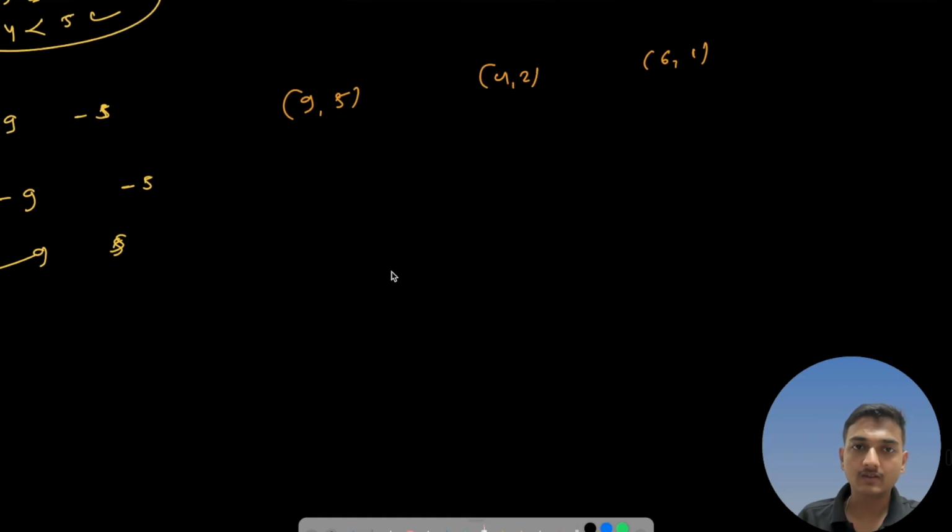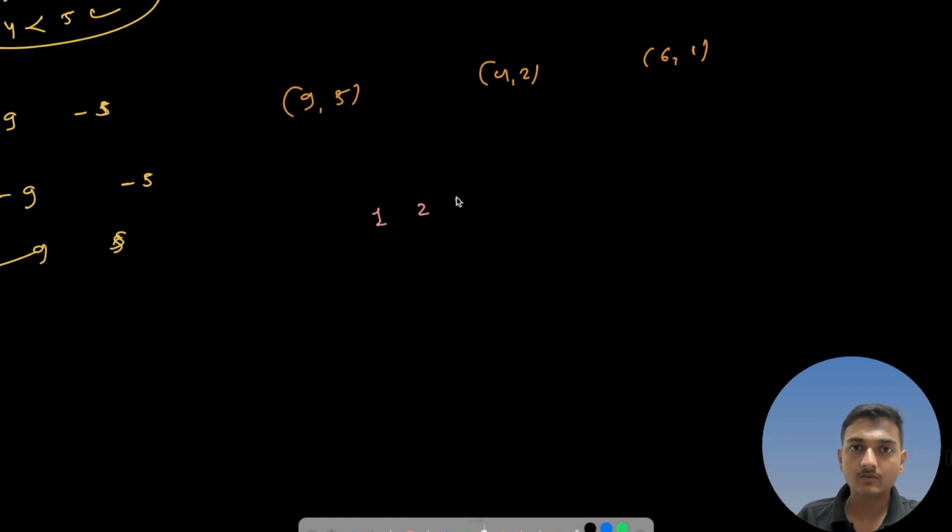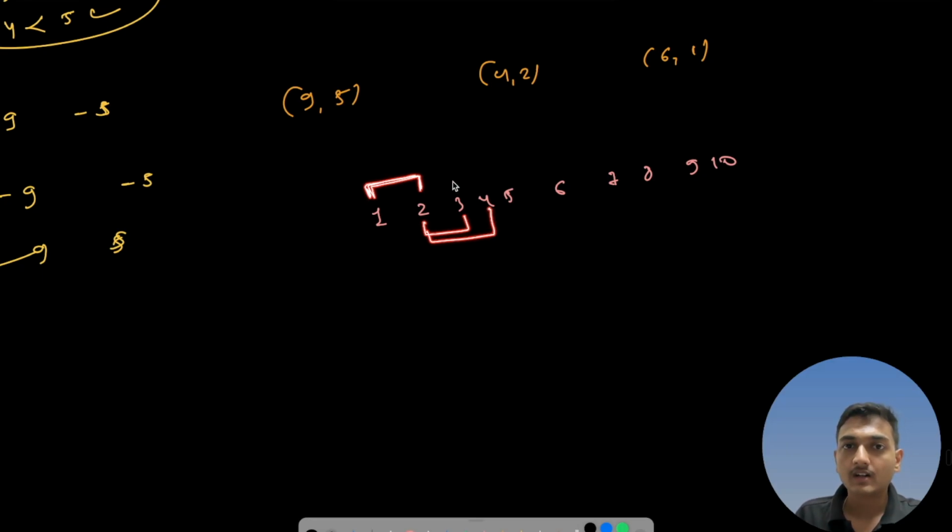Let me write a range: 1 2 3 4 5 6 7 8 9 10. I think till 10 it will work. When I was dry running, I was checking for one how far I can go. 1 comma 2 was working. For 2, 2 comma 3 and 2 comma 4 were working. For 3, 3 comma 4 was working, 3 comma 5 was working, 3 comma 6 was also working, but 3 comma 7 was not working.